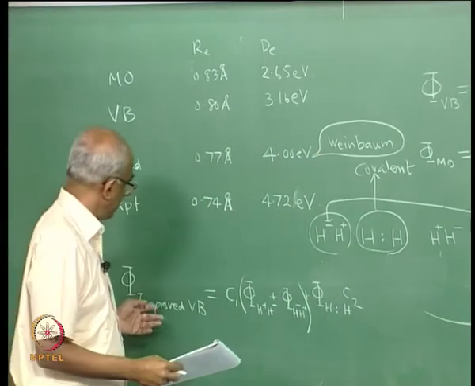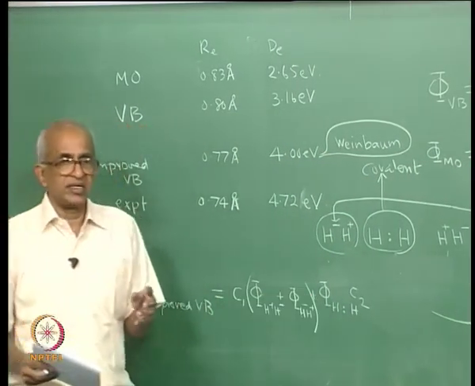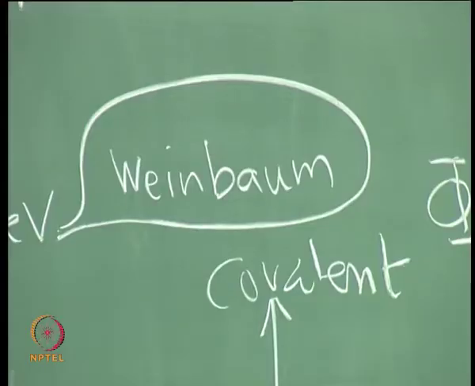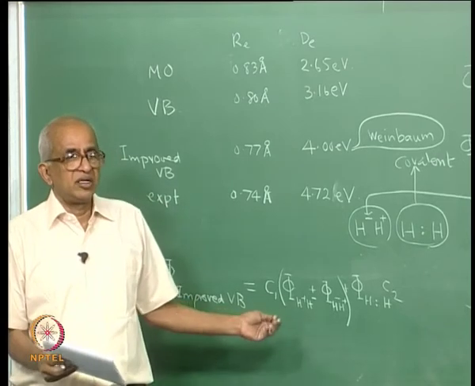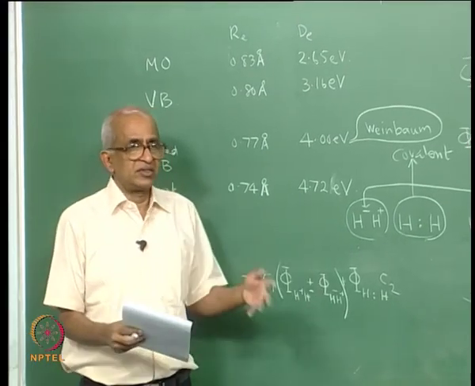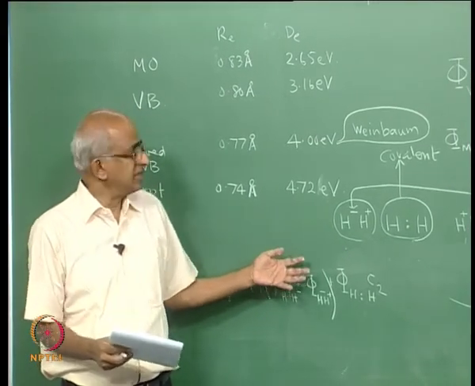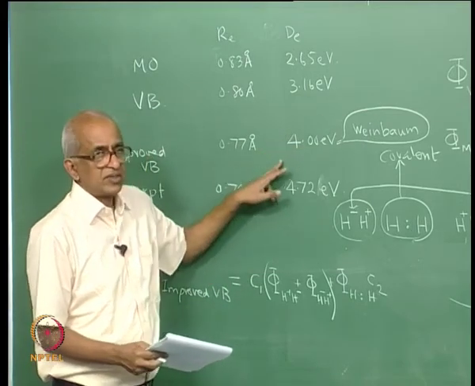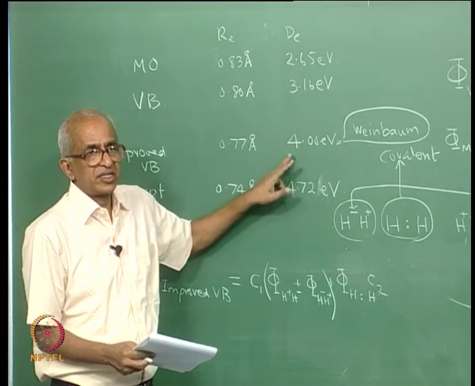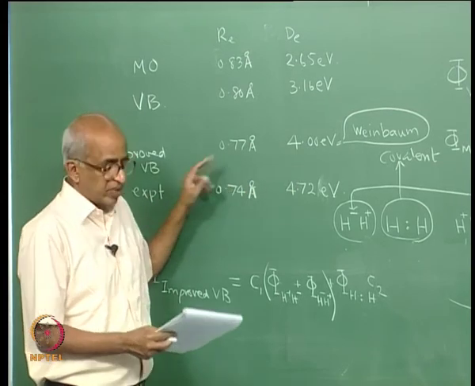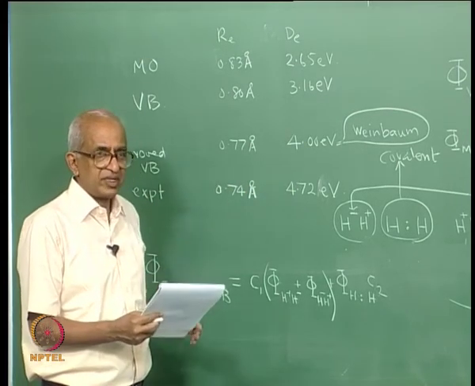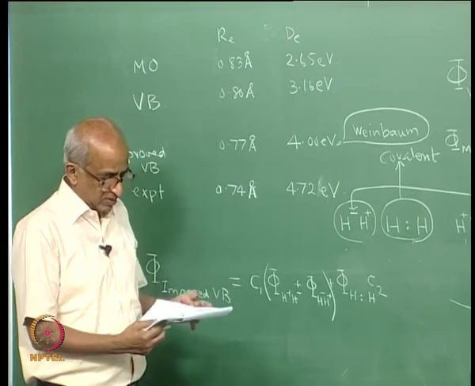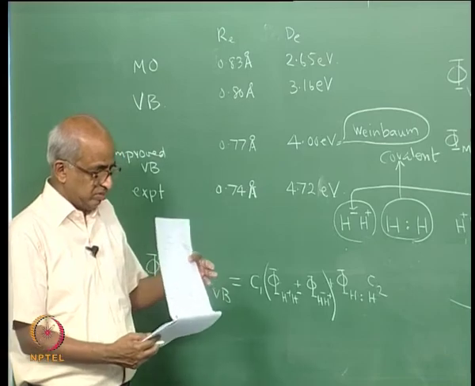And in addition to taking this as the function, what he did was he introduced this idea of effective nuclear charge and varied the nuclear charge in such a fashion that he got the best energy, and you can see that the answer that he got for the energy was fairly decent. The dissociation energy was 4 and the bond length was found to be 0.77 angstroms. Okay.